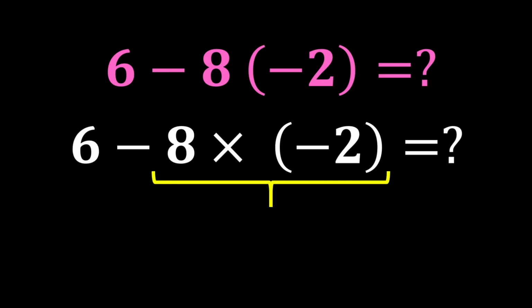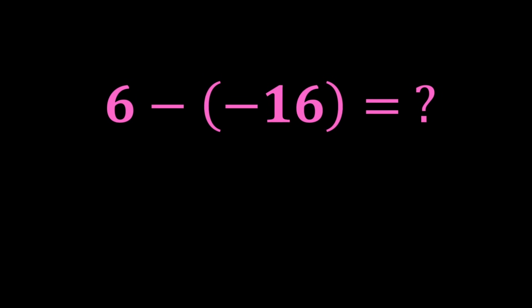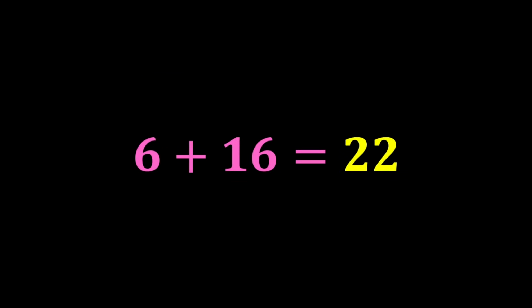According to PEMDAS, multiplication has a higher priority than subtraction, therefore, we perform the multiplication first. 8 multiplied by negative 2 becomes negative 16. The expression becomes 6 minus negative 16. The negative signs combine and turn into a positive sign. So the expression becomes 6 plus 16, which equals 22.